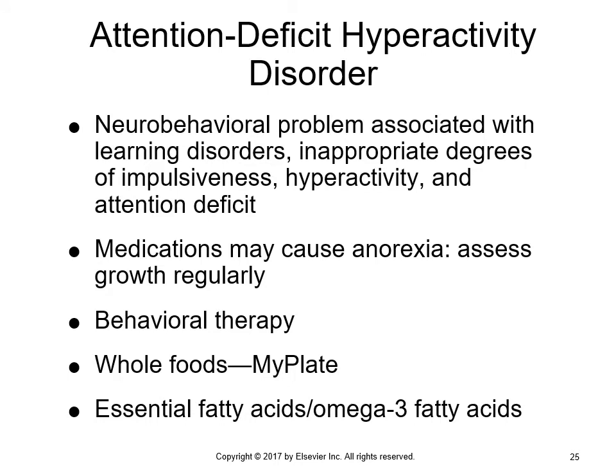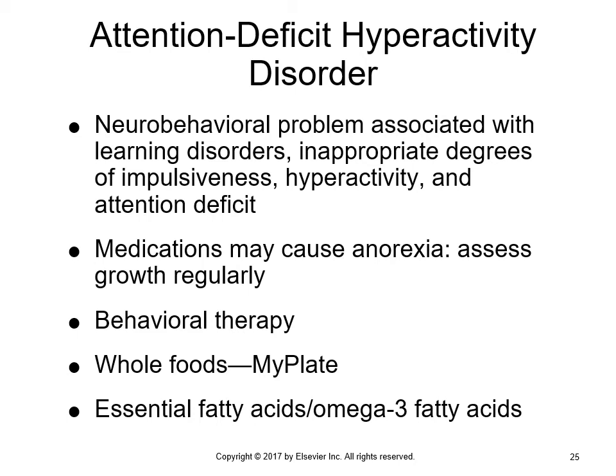So this is a neurobehavioral problem associated with learning disorders, inappropriate degrees of impulsiveness, hyperactivity, and attention deficit. The medication class that's most often used to treat these disorders is known for causing anorexia or poor appetite. So we need to monitor the growth carefully in growing children. It's not much of a concern in adults, but especially in pediatric populations, where we're looking at full maturation and height and growth attainment.